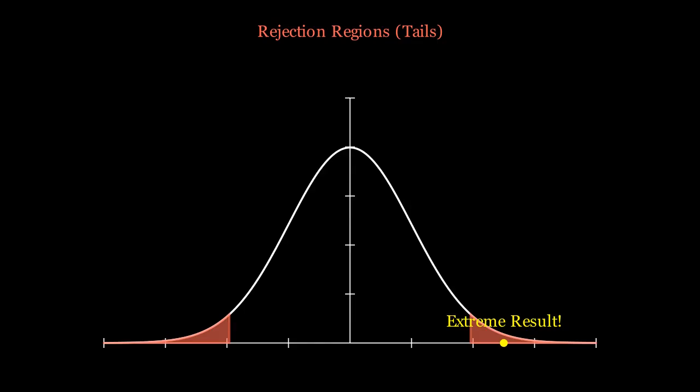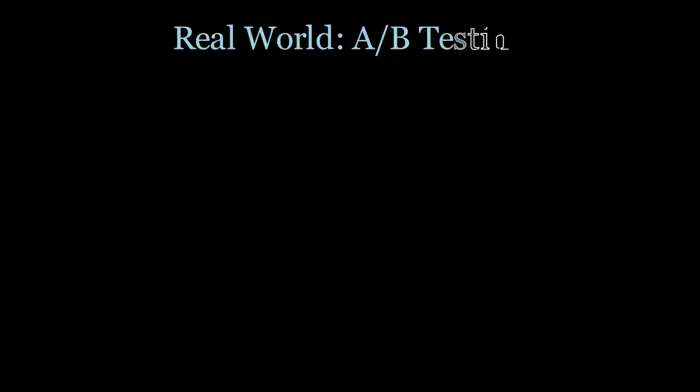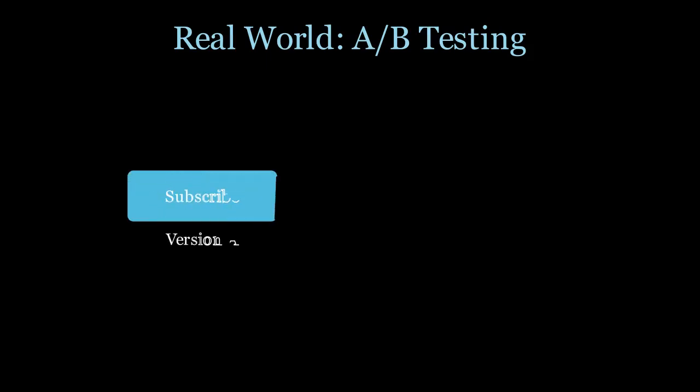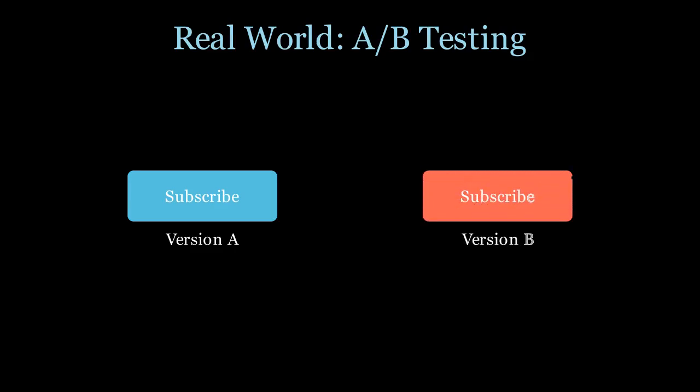To visualize this, we look at the normal distribution, often called the bell curve. Most observations fall near the average, but as we move to the edges, or tails, the data becomes more extreme. Hypothesis testing checks if our result falls in these rejection regions. If our calculated z-score or t-score is far enough into the tail, it becomes highly unlikely that our result was just a fluke, leading us to favor the alternative hypothesis.